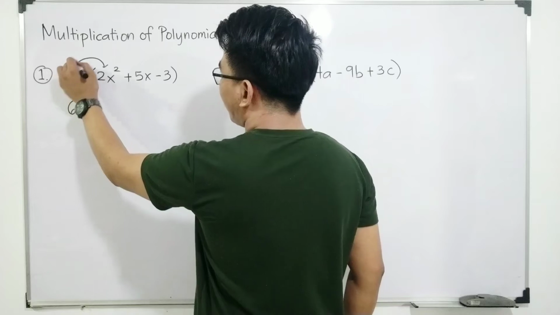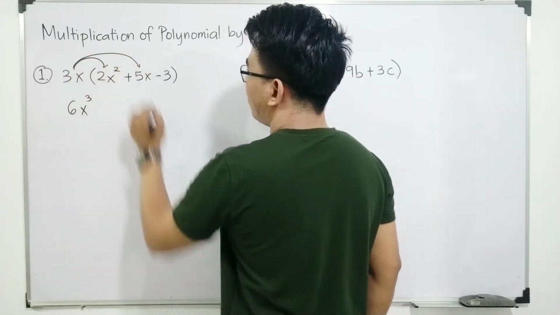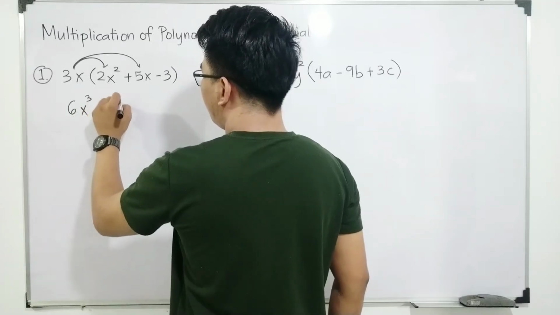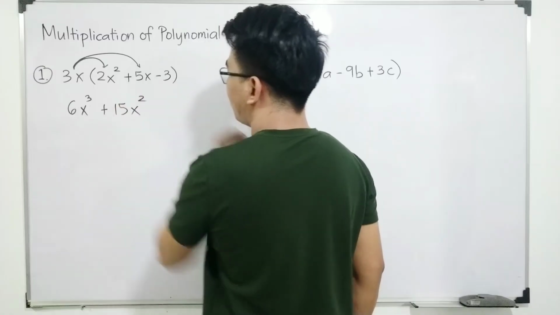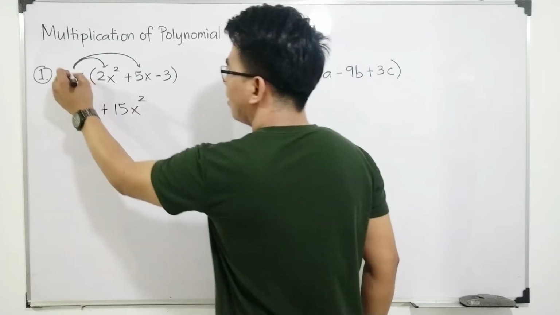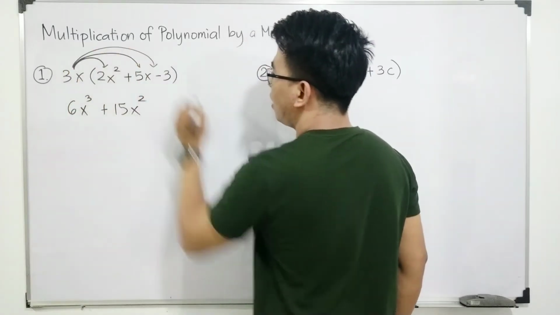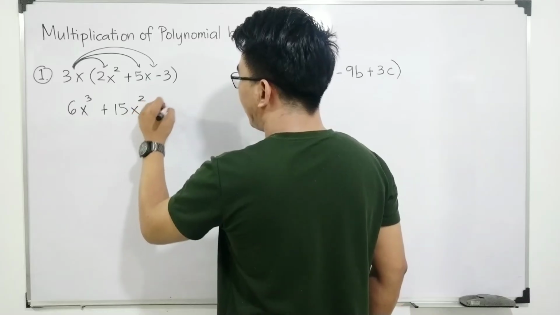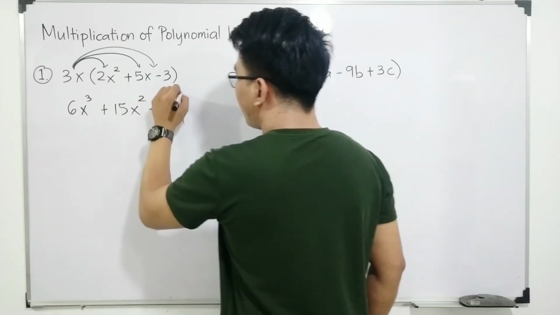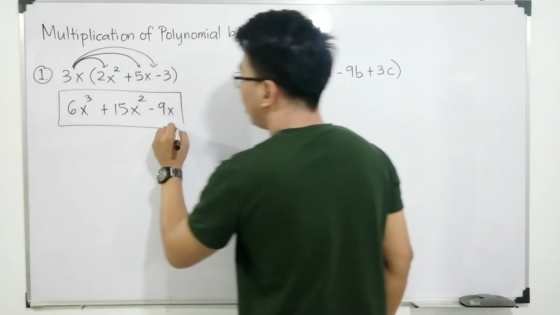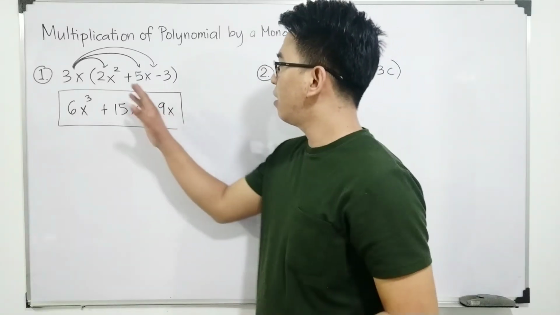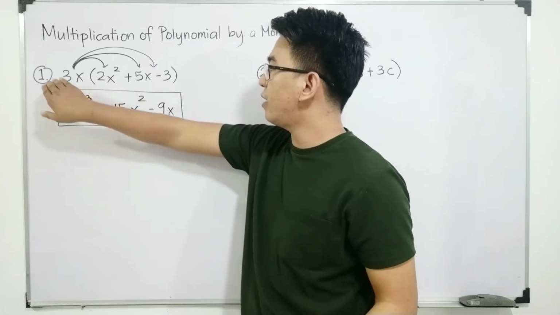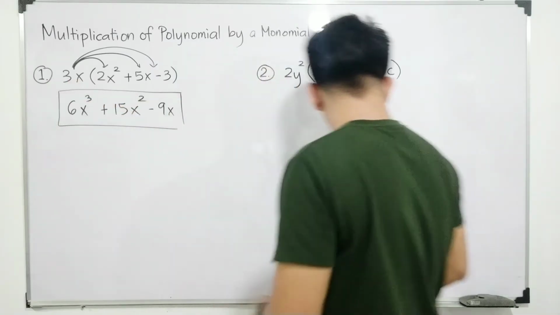Next natin is 3x times 5x. This will give us the answer of plus 15x squared. Next, we have 3x times negative 3. We get into the product na negative 9x. And this is the product when you multiply 2x squared plus 5x minus 3 by 3x. Now let's move on with item number 2.